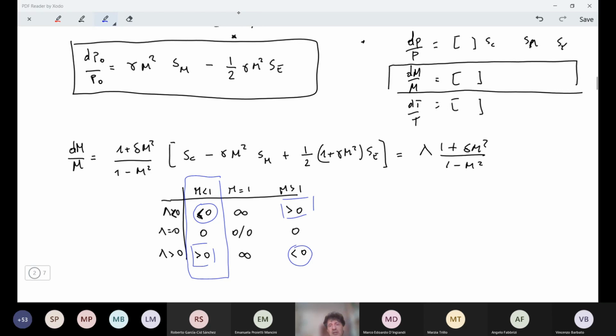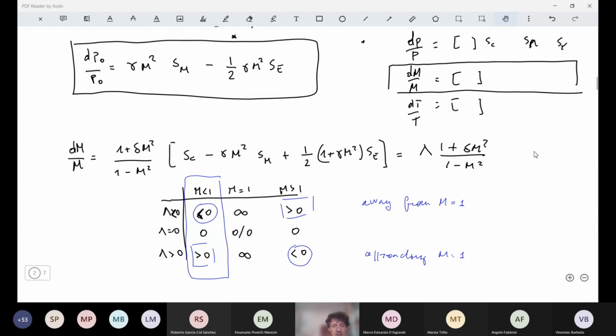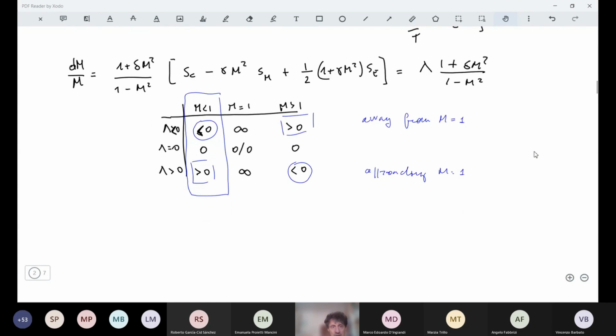So you see that we can also say that if you look at the first line where we have lambda less than 0, we are, let's say, moving away from M equal to 1, so it becomes farther and farther from there, whereas here we are approaching M equal to 1. So you see that from this point of view, the different behavior will clearly depend on the sign of lambda, which plays a prominent role on the flow evolution.